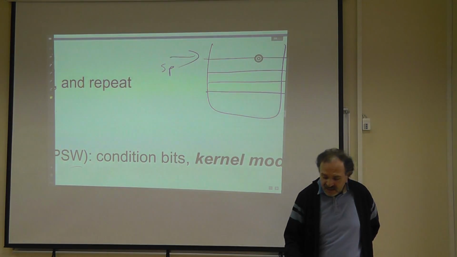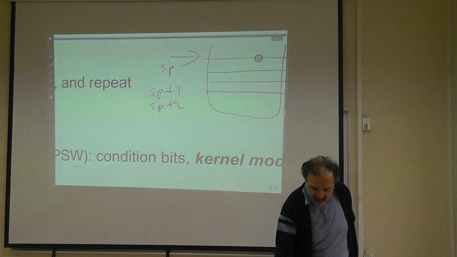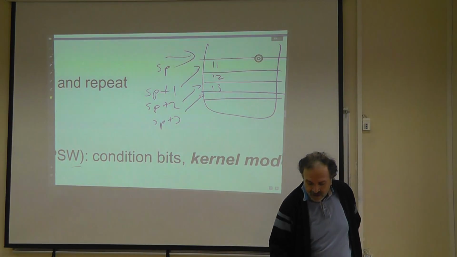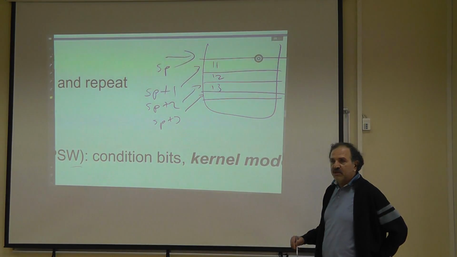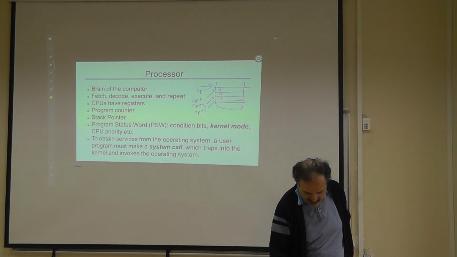Other than incrementing and decrementing, you do this: stack pointer plus 1, stack pointer plus 2. This means that I am accessing a local variable. If there are local variables L1, L2 and L3, this one accesses L1, and SP plus 3 accesses here. So you do lots of pointer arithmetic with the stack pointers, stack registers.